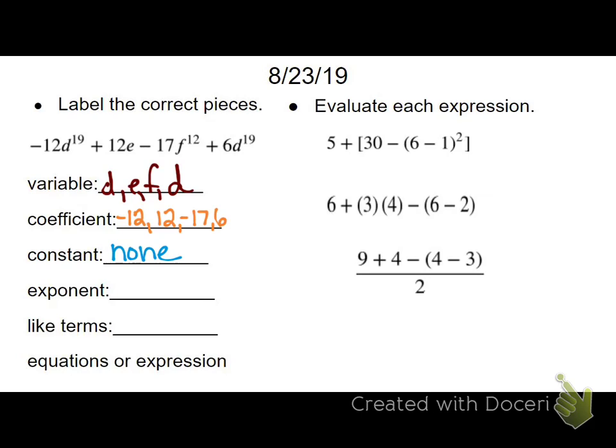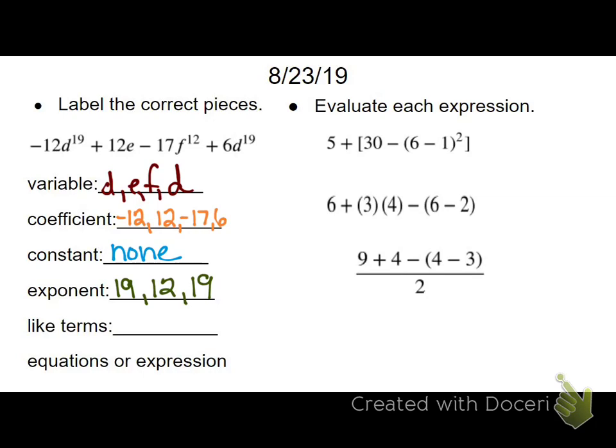Exponent. What are my exponents, Chance? 19, 12, and 19. Perfect. Should you put anything else written with these? Like, should you put d to the 19th? No, that would be wrong. It would be wrong because it's not asking for the variable with it. It's asking for the exponent.